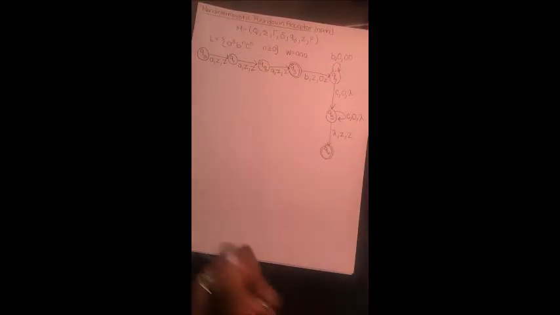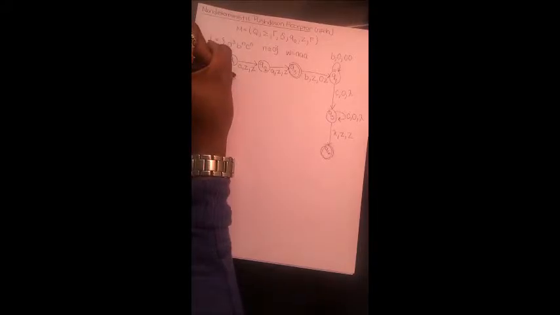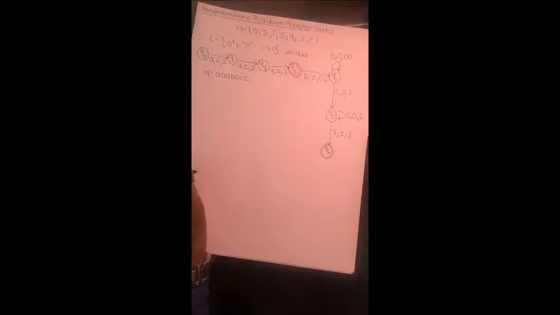So now, let's test a string to see if this NPDA works. We know the string of 3 A's is accepted, but we're going to use this string: A, B, C, C. So using an instantaneous description, we're going to show that this NPDA accepts the following string.